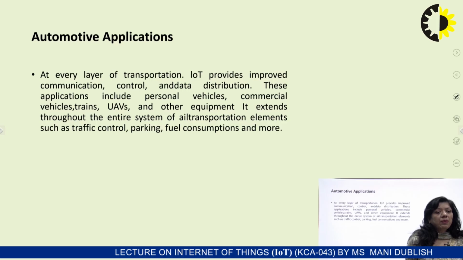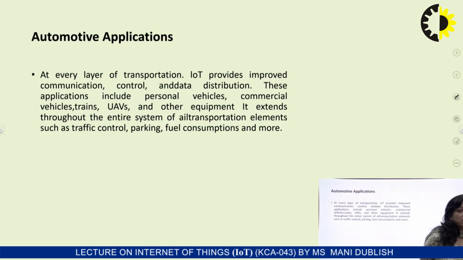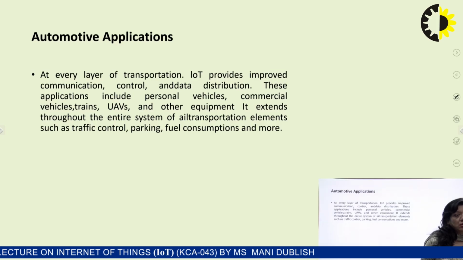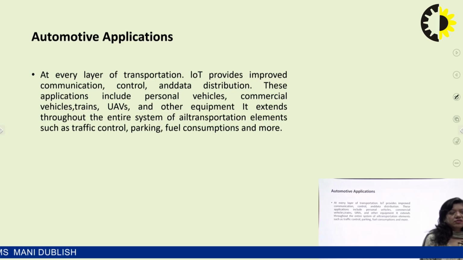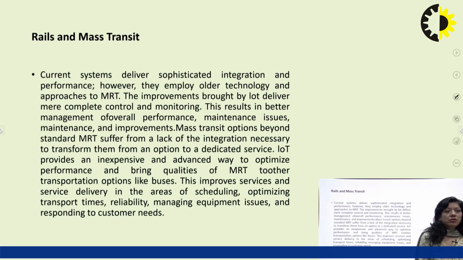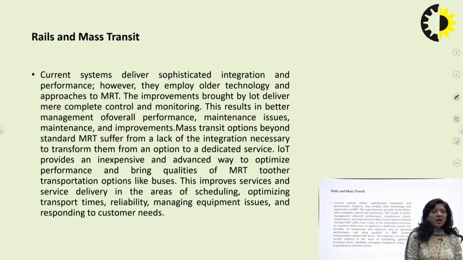Now the automotive applications are at every level of transportation. IoT provides improved communication, control, and data distribution. These applications include personal vehicles, commercial vehicles, trains, UAVs, and other equipment. It extends throughout the entire system of air transportation elements such as traffic control, parking, fuel consumption, and many more. So we have rails and mass transit.